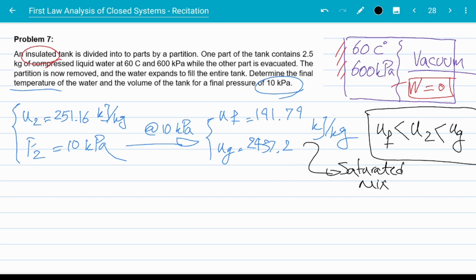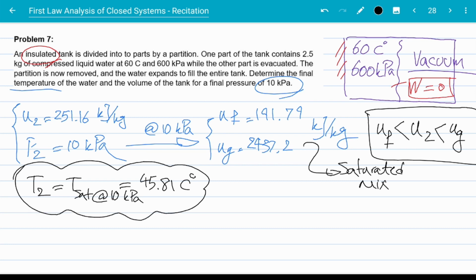Now, at state 2, we are a saturated mixture, meaning the temperature is a function of pressure. So T at state 2 is the saturation temperature at 10 kilopascals, which if you check the tables is 45.81 degrees Celsius. So I found the final temperature. Now we are looking for the volume of the tank as well. Now the volume of the tank is actually the volume of state 2, which is mass of our water times the specific volume at state 2.